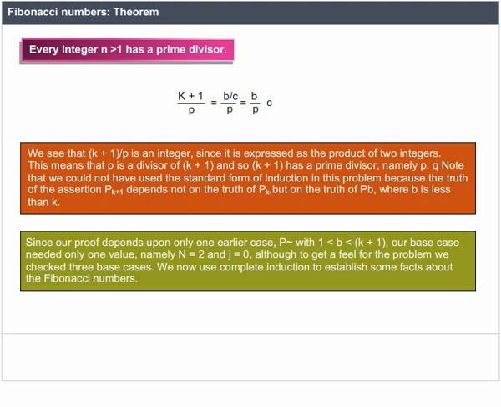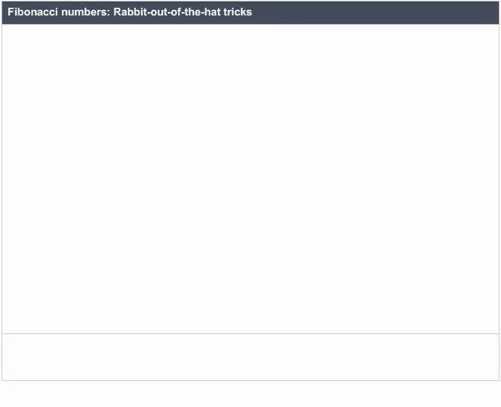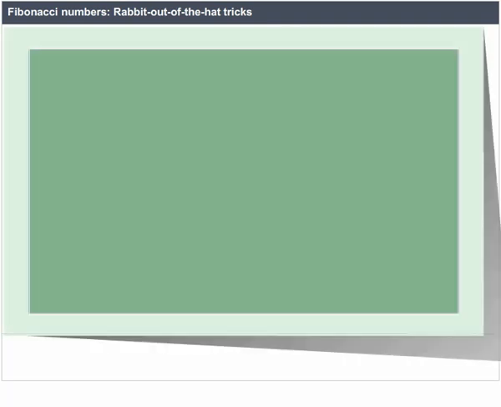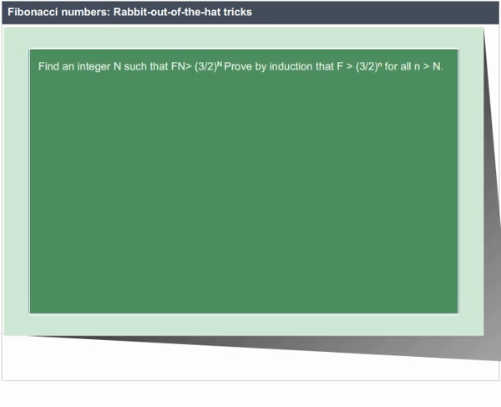Fibonacci numbers. Rabbit out of the hat tricks. Find an integer n such that Fn is greater than (3/2)^n. Prove by induction that Fn is greater than (3/2)^n for all n greater than that integer, which is a rabbit out of the hat trick with the Fibonacci numbers.